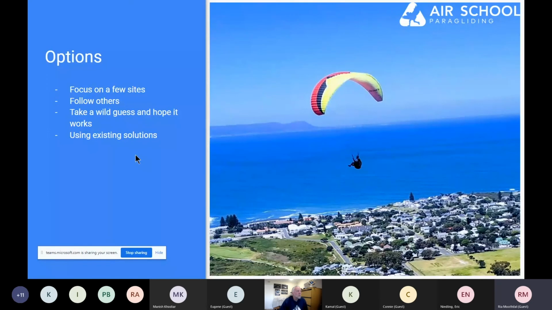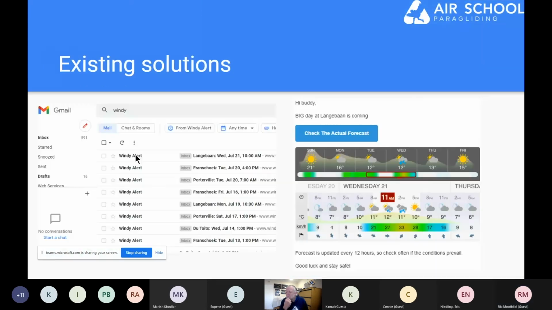And there are some other existing solutions. Just by the way, the picture that you're looking at over here is a pilot flying out over the ridge at Hermanus. So let's talk a little bit about the existing solutions. There's websites like windy.com, and they have their own apps and so on, where you can set up alerts or notifications. Like here, you can see these are email alerts that you can set up for your various sites.